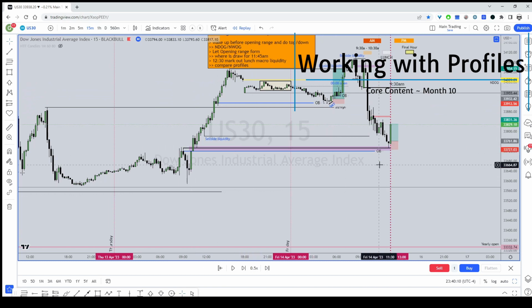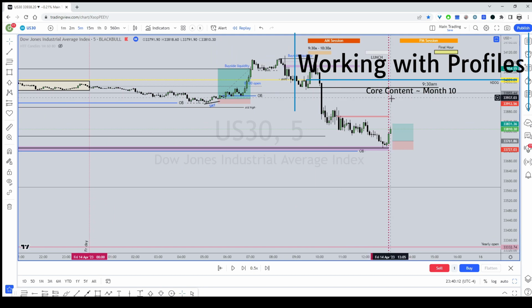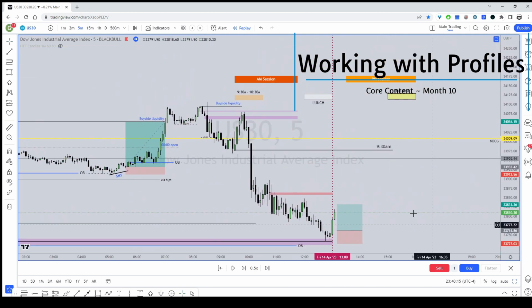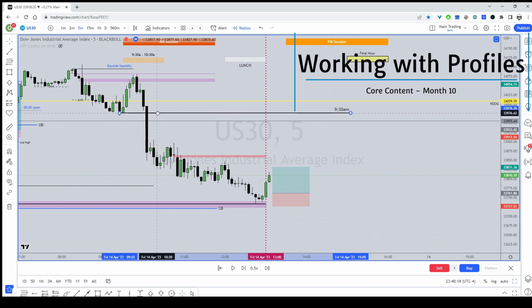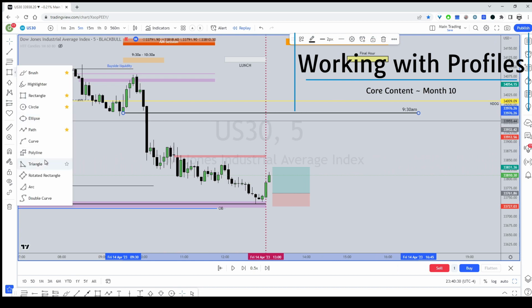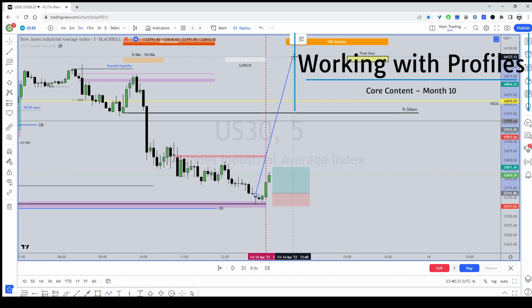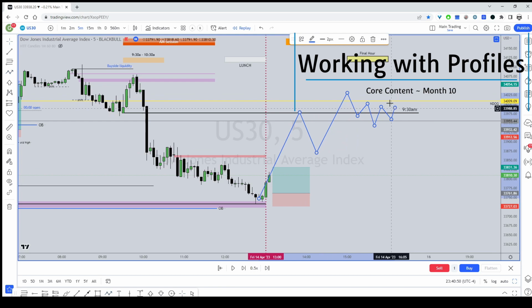And now we're at the PMs, coming up to the PM session, and so we start comparing our profiles. And a profile that has an AM decline and a lunchtime move back up will often stop or consolidate into 930, the opening price of the session. So we either see a pass through, pass down, a pass up, and then just basically coming back to 930 to end the day. Or we might see a run up, run down, run up, and then close off the day.